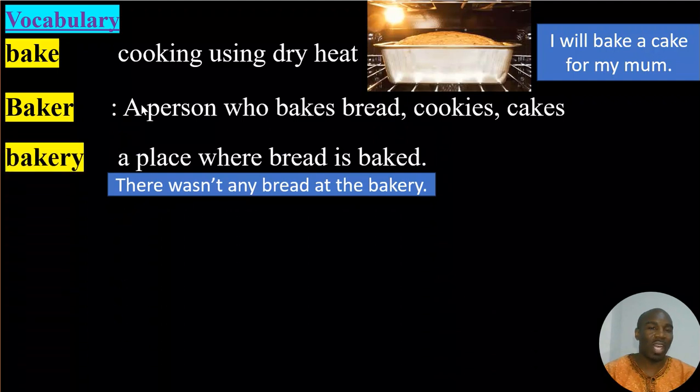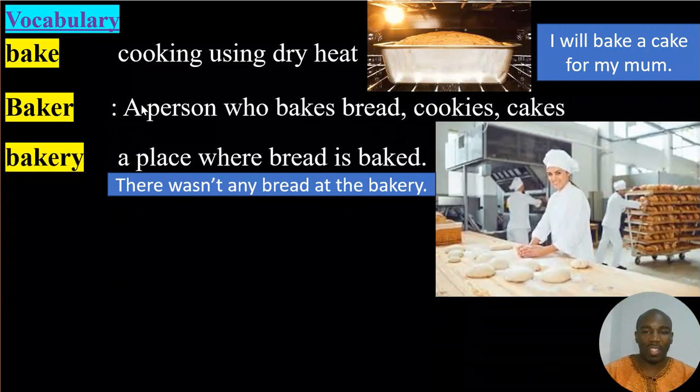Okay, we go to the next one. The next one we want to look at is baker. We are going to look at three words there, including that. A baker is a person who bakes bread, cookies, cakes. Myself, I am a baker. Why? Because I like baking. I know how to bake that. You have seen some of these on my channel here. So we have that word baker. Then we have bakery, a place where bread is baked. There wasn't any bread at the bakery.